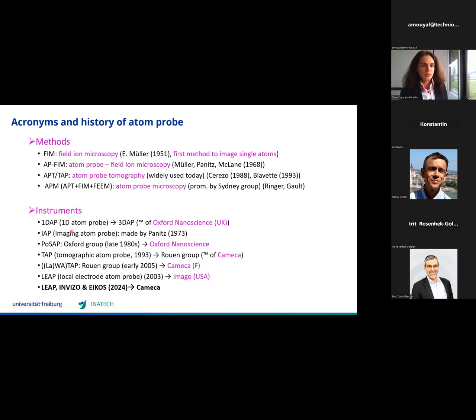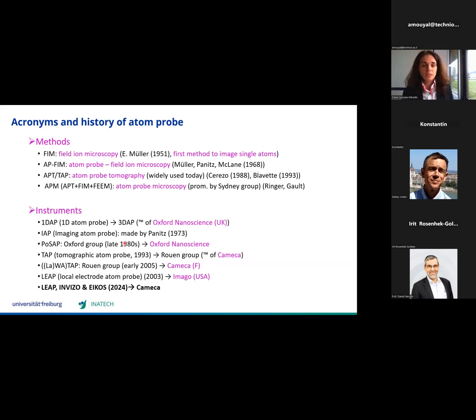The instruments, well, we had a bunch of instruments since the 1960s, 1970s, and these are the 1D atom probes. At the beginning, we didn't have a 3D map, but we were just having a succession of atoms on a detector, and this was called the 1D atom probe, but it had been quickly developed towards the 3D atom probe and had been commercialized by Oxford Nanoscience in the UK.